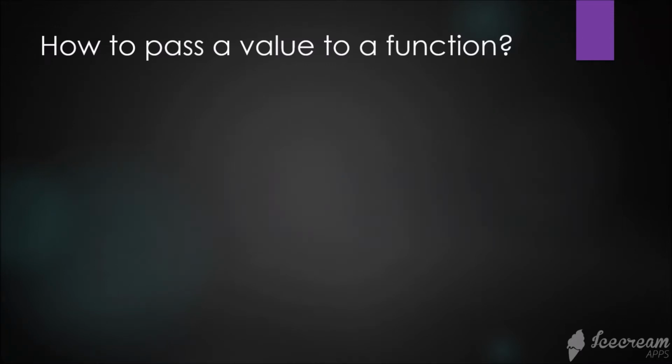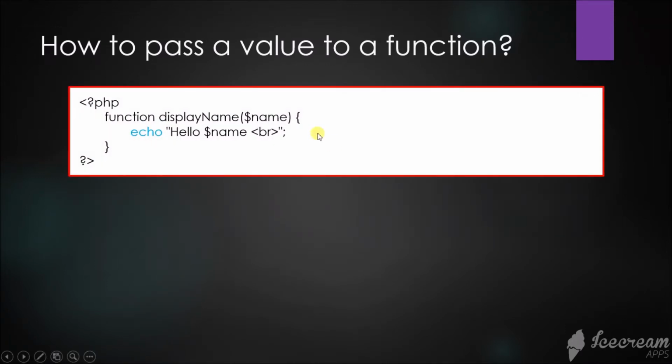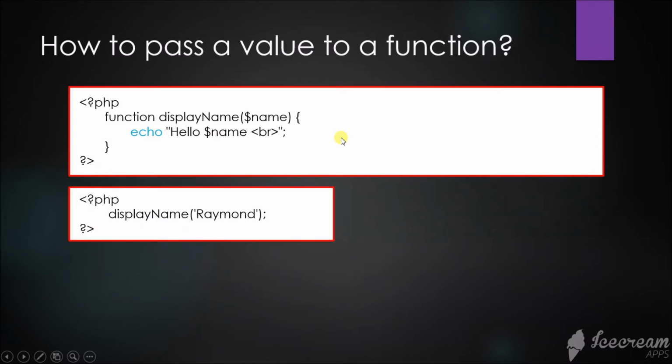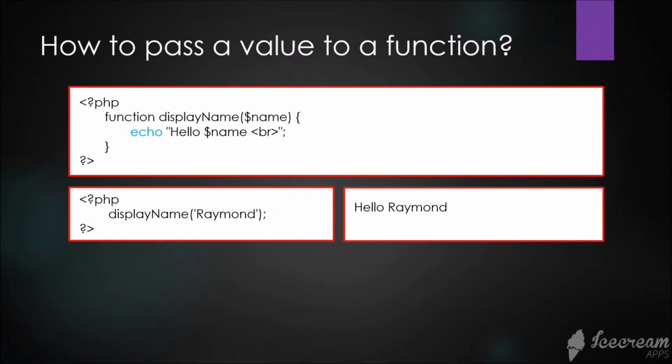Okay, now let's try to have our example. So we have our function display name and we have here yung argument natin. Then, dito sa ating echo statement, we try to say hello yung name. So let's try to call the function and pass an argument. In our first example, meron tayong argument na Raymond. So the output will be hello Raymond.